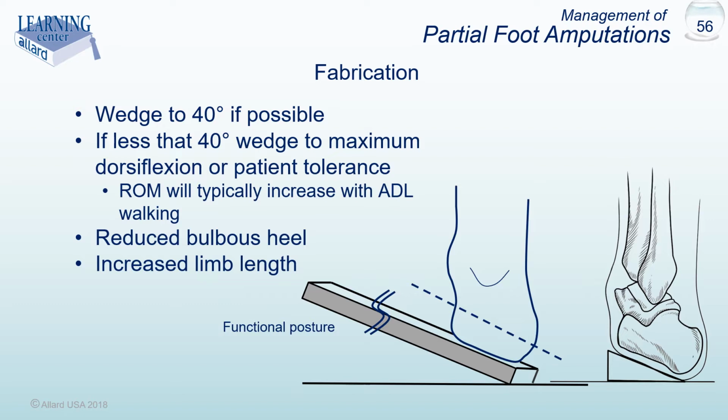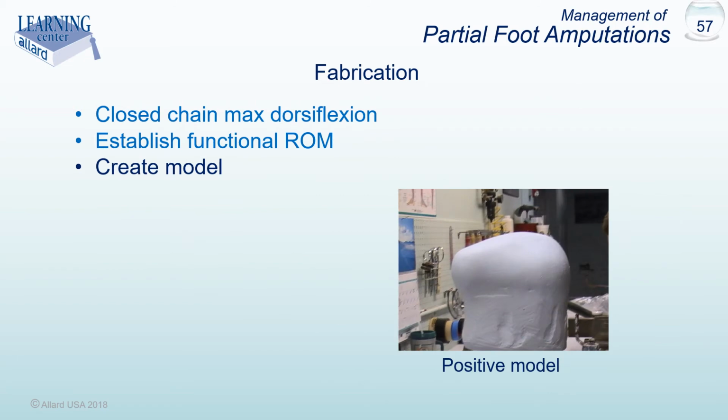Assuming a 40-degree calcaneal angle can be achieved, the socket would be posted at that posture. If the ankle is in plantar flexion contracture, post the socket just short of the maximum angle of available dorsiflexion. Once a negative is obtained, a positive can be made and the socket is fabricated on that model.